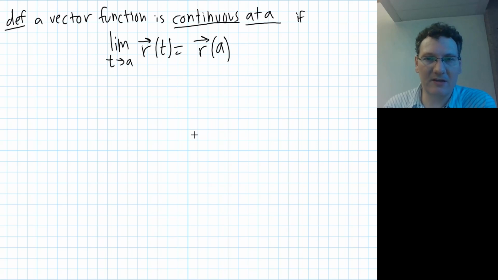Okay, so we'll define continuity for vector functions in the same way we do for single variable functions. We say the vector function is continuous at a if the limit as t approaches a of r of t is equal to r of a. If you think back, this is exactly how you did it back in Calc 1. We just have to extend these definitions.